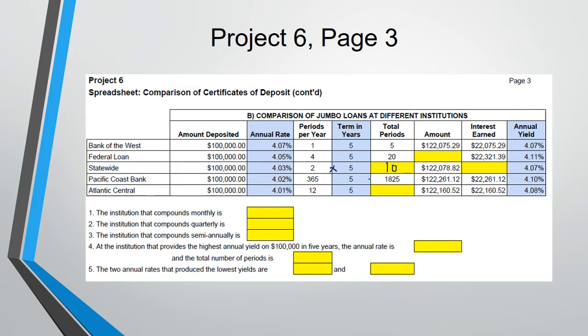Next one is 12 times 5. Multiply that together, we get 60. So those are the numbers you will be putting in those two boxes. The next one is the amount.